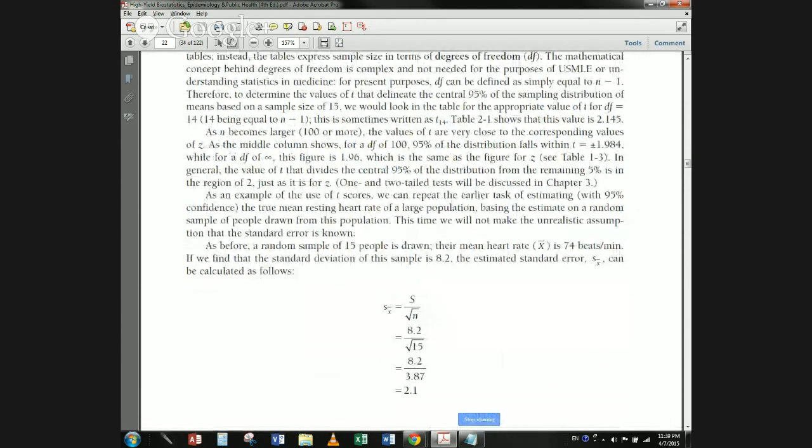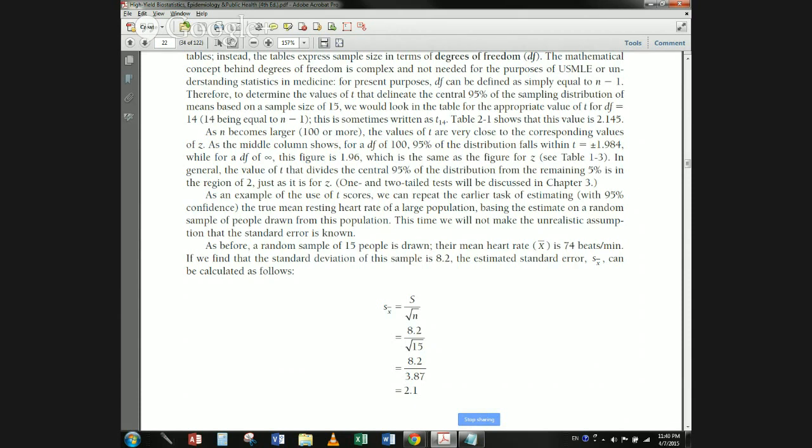The mathematical concept behind degrees of freedom is complex and not needed for purposes of USMLE or understanding statistics in medicine. For present purposes, degrees of freedom can be defined as simply equal to n minus 1. Therefore, to determine the values of t that delineate the central 95% of the sampling distribution of the means based on a sample size of 15, we would look in the table for the appropriate value of t for degrees of freedom equaling 14, 14 being equal to n minus 1. This is sometimes written as t14.